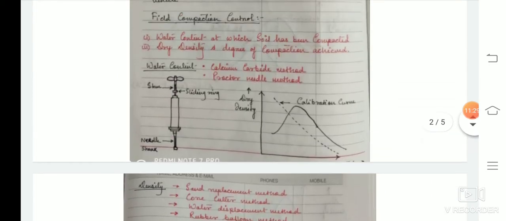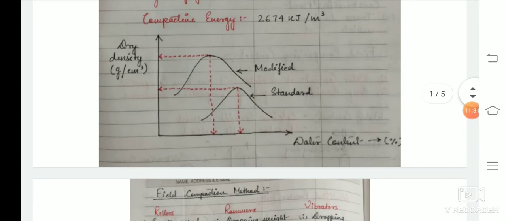So what is the next factor? The next factor is the amount of compaction: how much energy or compaction effort is being given to the soil. The amount of compaction greatly affects the maximum dry density and the optimum moisture content, as can be seen again from the previous curve. If we see the difference between standard and modified, for the standard Proctor test the energy given is approximately 565 kilojoules, and for the modified Proctor test the energy given to the soil is 2674 kilojoules.